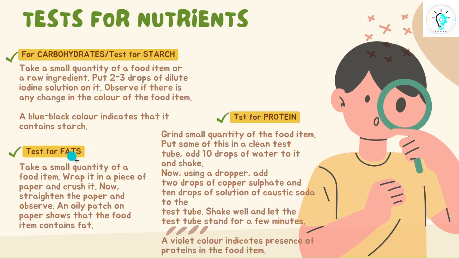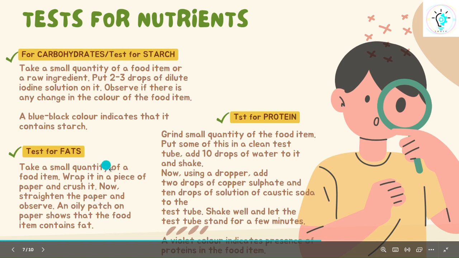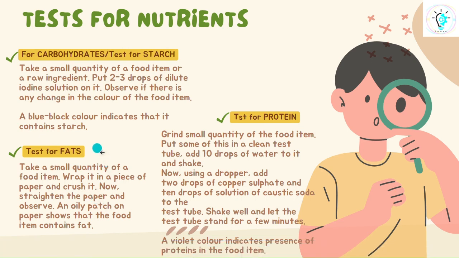Test for fats. How do we know if a food that we are having has fats or not? So for that, we have to take a small quantity of the food item and wrap it in a piece of paper and crush it. Now, if we straighten the paper and observe, is there an oily patch on the paper? If yes, then it contains fats.